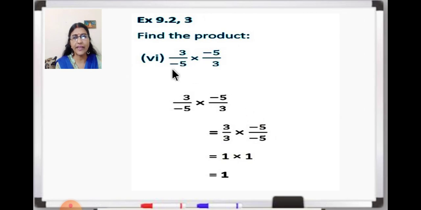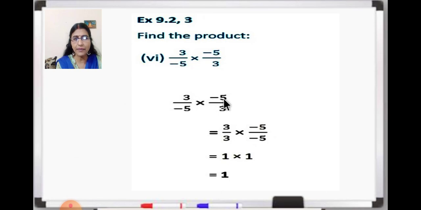Then the sixth question: find the product 3 upon minus 5 multiplied by minus 5 upon 3. Now what we'll do, you can do it directly by multiplication the way we have learned, or you can rearrange it in this way. See here it is rearranged, this 3 and this 3 are written together, 3 upon 3 like that. And then similarly minus 5 upon minus 5, written below it as denominator. Then when you reduce this you will get 1, and when you reduce this you will get 1. So 1 multiplied by 1 is 1. Or you can do it directly also like this.